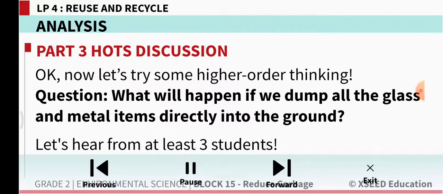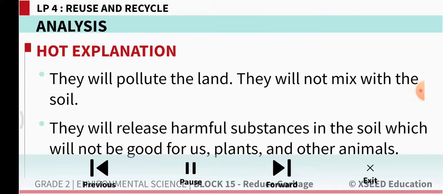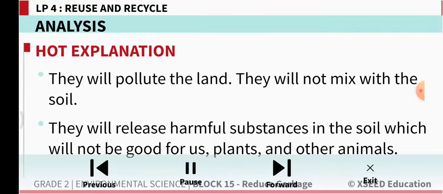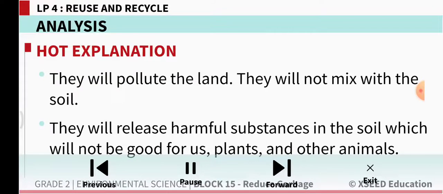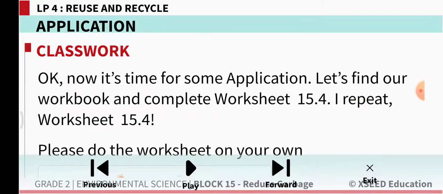What will happen if we dump all the glass and metal items directly into the ground? If we dump metal and glass items directly into the ground, they will pollute the land. They will not mix with the soil. They will release harmful substances in the soil, which will not be good for us, plants, and other animals.